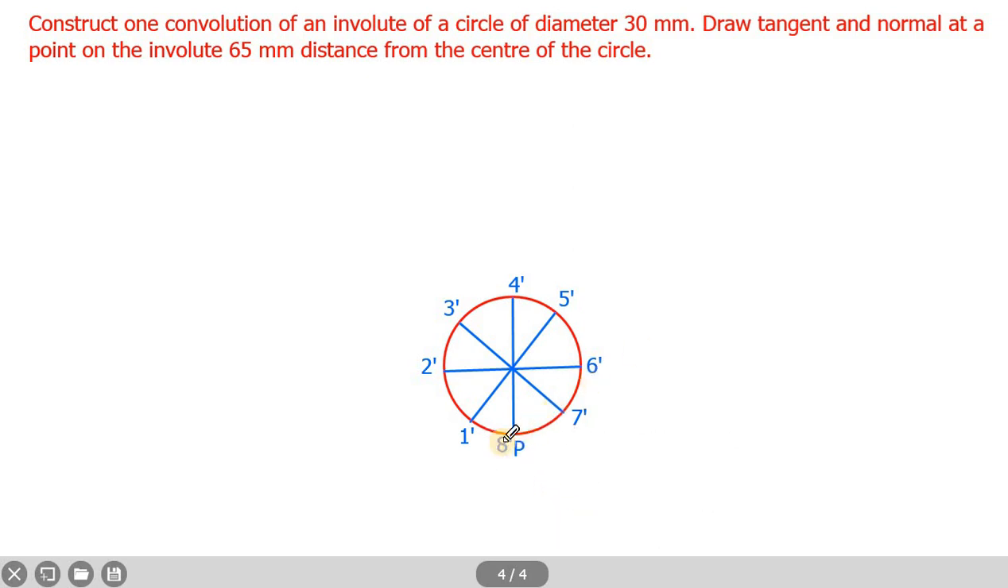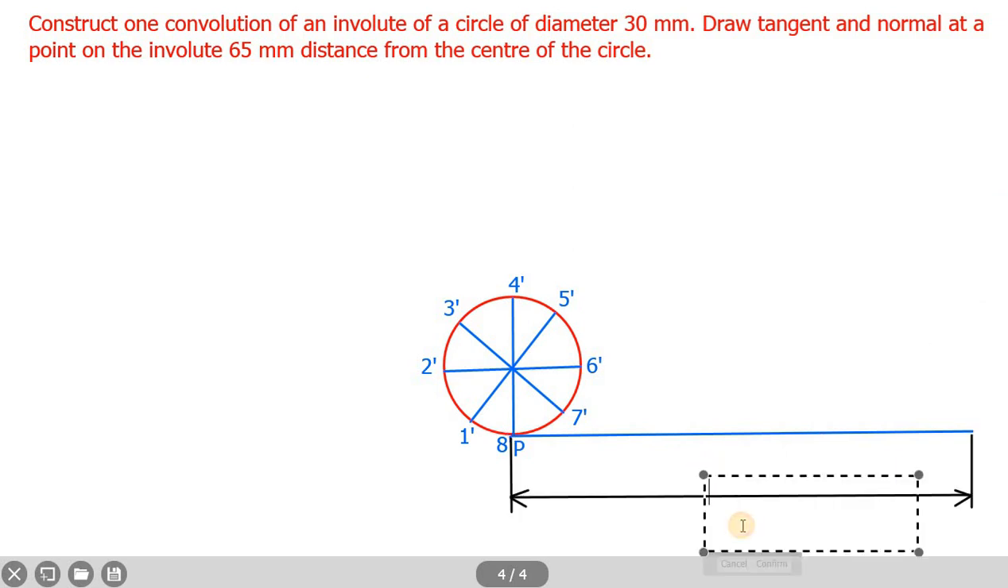Then from P draw a straight line of length equal to the perimeter. Since the diameter of the circle is given as 30 mm, pi d will be the perimeter. So pi into 30 will give the perimeter of the circle, which is equal to 94.2. Draw one straight line from P of length equal to the perimeter, that is 94.2 mm.